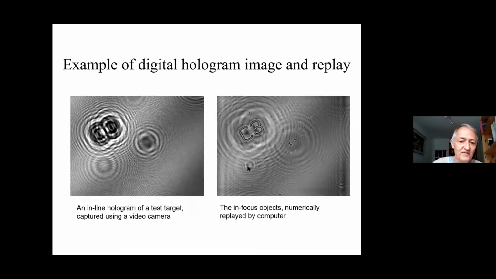This one is not in focus, so it's not in the same physical depth plane as these. This thing here says C3. This thing here is actually the thing I was interested in. This is a test object. It's two little discs. So this is effectively a very flat glass block, and these are some letters and some little discs that are put on there to test the resolution of the holographic system. And these are about, I think in this case, 200 micrometers across.